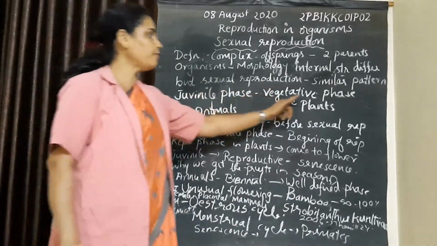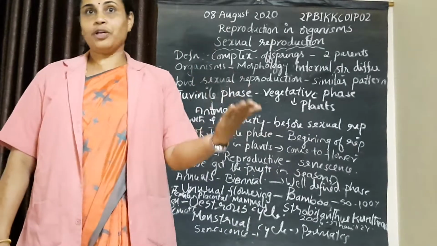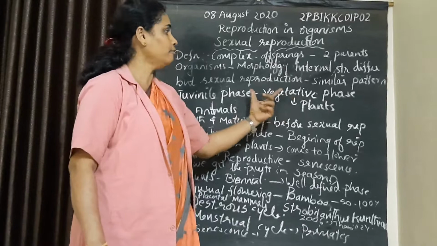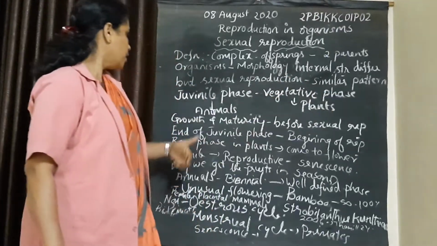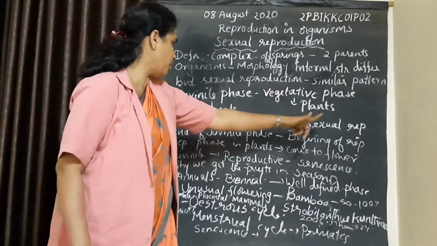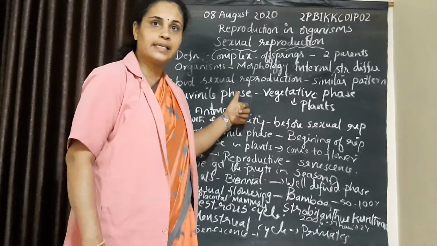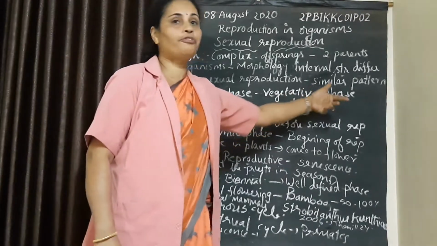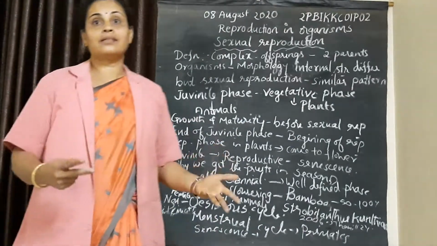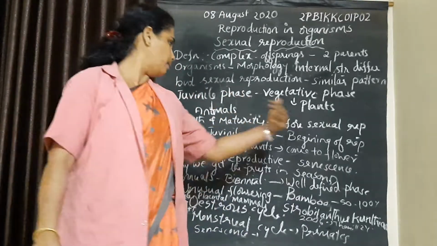The term vegetative phase is used for plants. That means before sexual reproduction, the period in which the plants grow is called the vegetative phase. So growth and maturity before sexual reproduction is called the juvenile phase in case of animals and the vegetative phase in case of plants. Then animals or plants reach maturity before sexual reproduction.